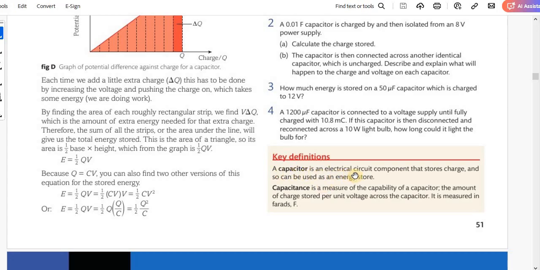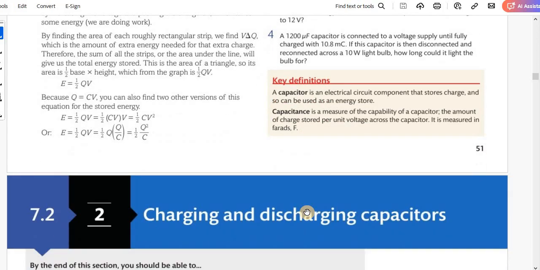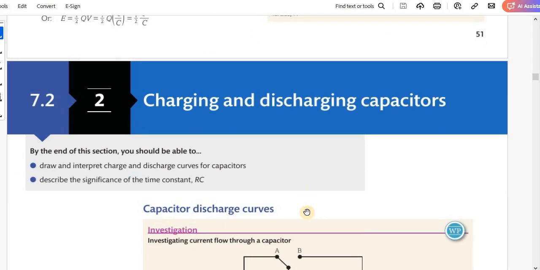A capacitor is an electrical circuit component that stores charge and so can be used as an energy store. So we can say it stores charge, therefore it stores energy. So it will have the potential to do work by letting the charges flow through it when we are discharging the capacitor. Capacitance is a measure of the capability of a capacitor, the amount of charge stored per unit voltage across the capacitor. It is measured in farads. Capital F is the symbol for farad.